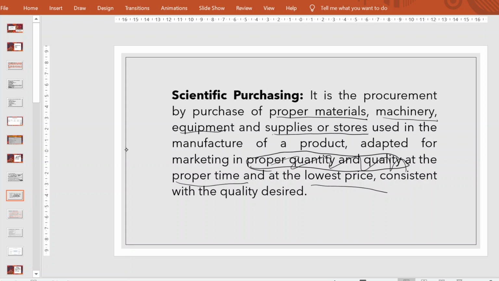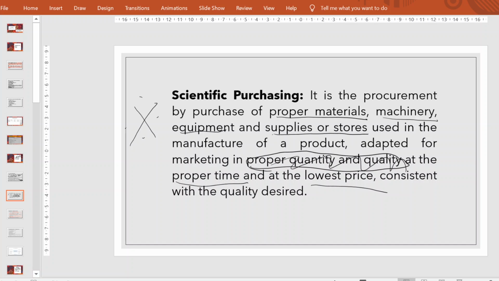It is important. So scientific purchasing is the procurement by purchase of proper materials, machinery, equipment, supplies or store used in manufacture of a product, adapted for marketing in proper quantity and quality at the proper time and at the lowest price consistent with the quality desired.